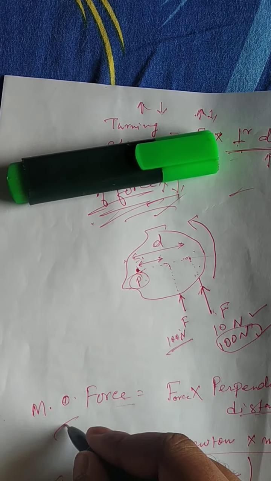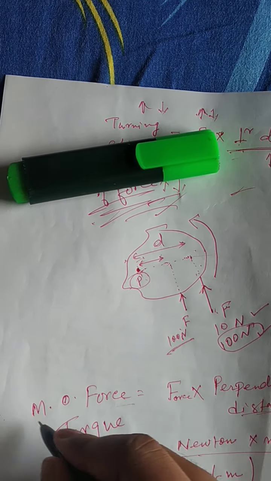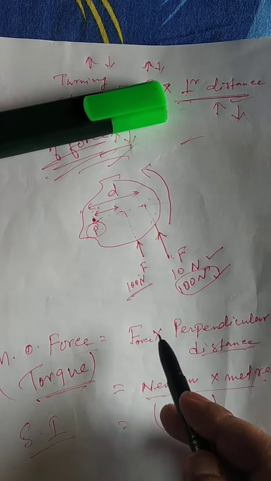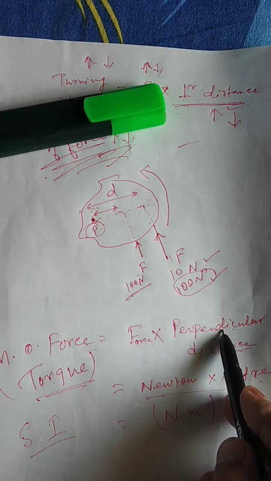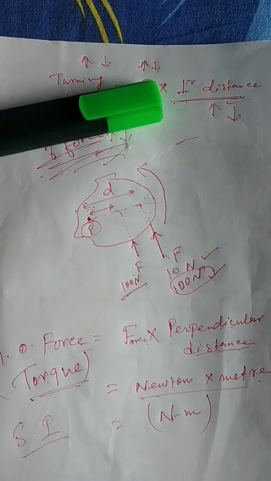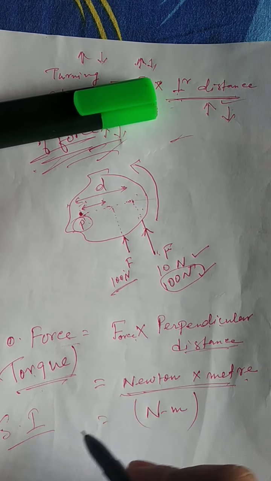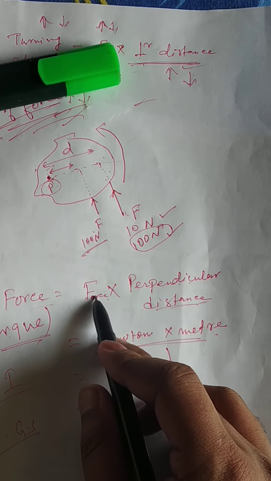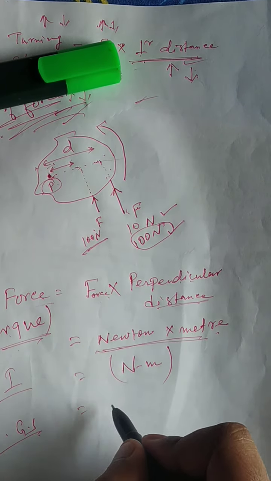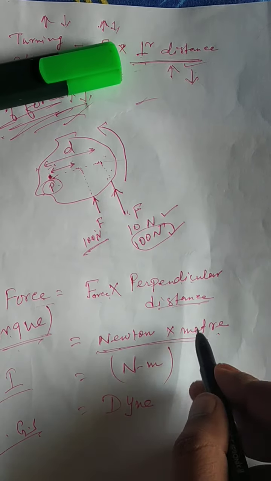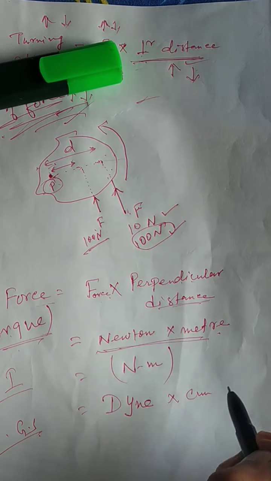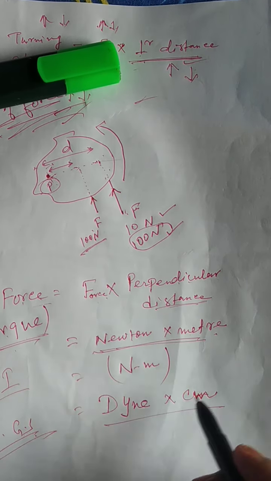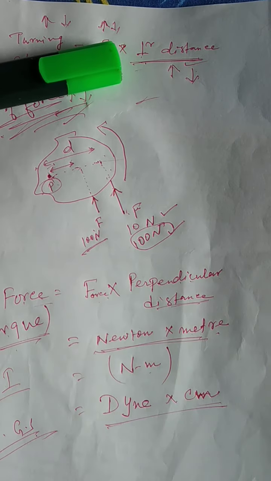Moment of force is also known as torque. So torque equals force into displacement, or moment of force equals force into displacement. The SI unit is Newton meter. What is the CGS unit? The unit of force in CGS is dyne, and the distance is centimeter. So dyne centimeter. CGS unit of moment of force is dyne centimeter, SI unit is Newton meter.